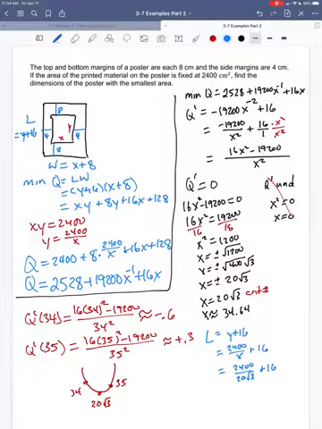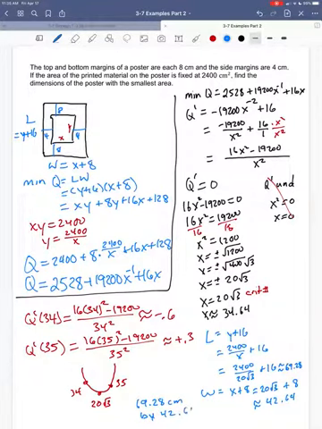So that's about 69.28. And my width is x plus 8. So that's 20 square root of 3 plus 8, which is going to be about 42.64. So we've got 69.28 centimeters by 42.64 centimeters.